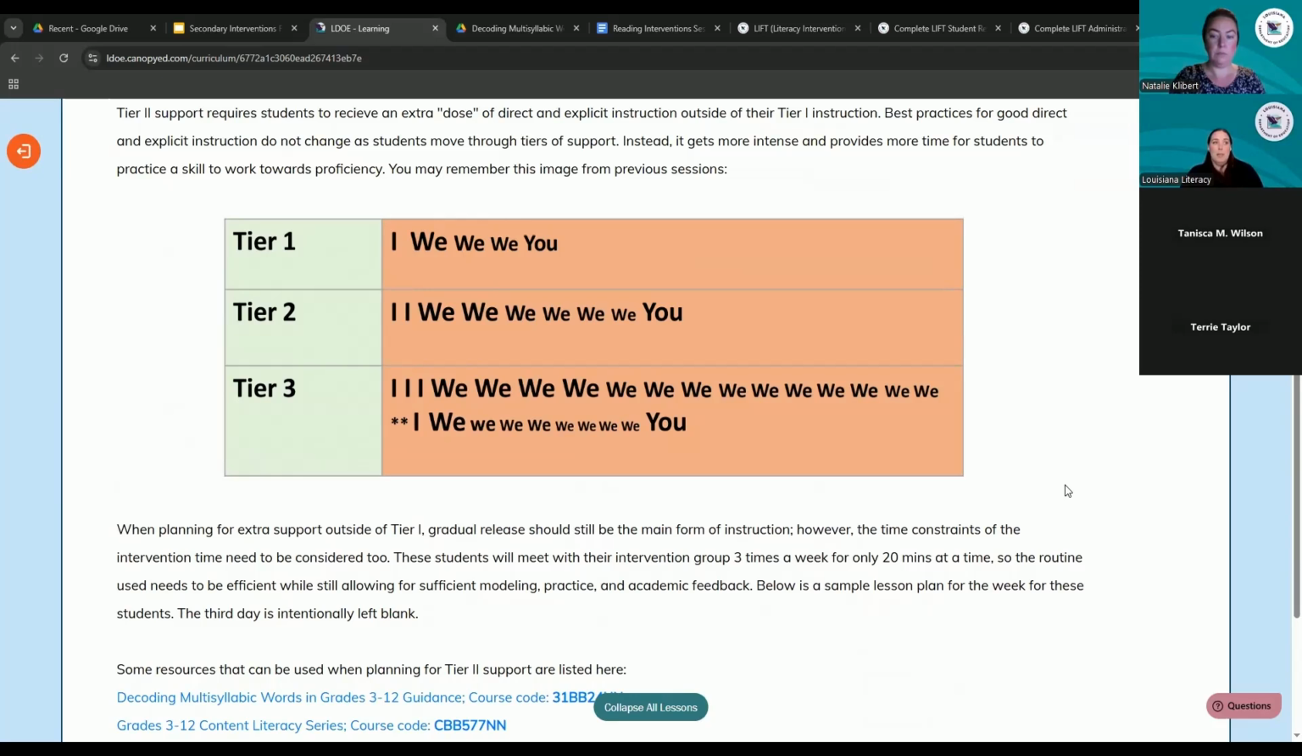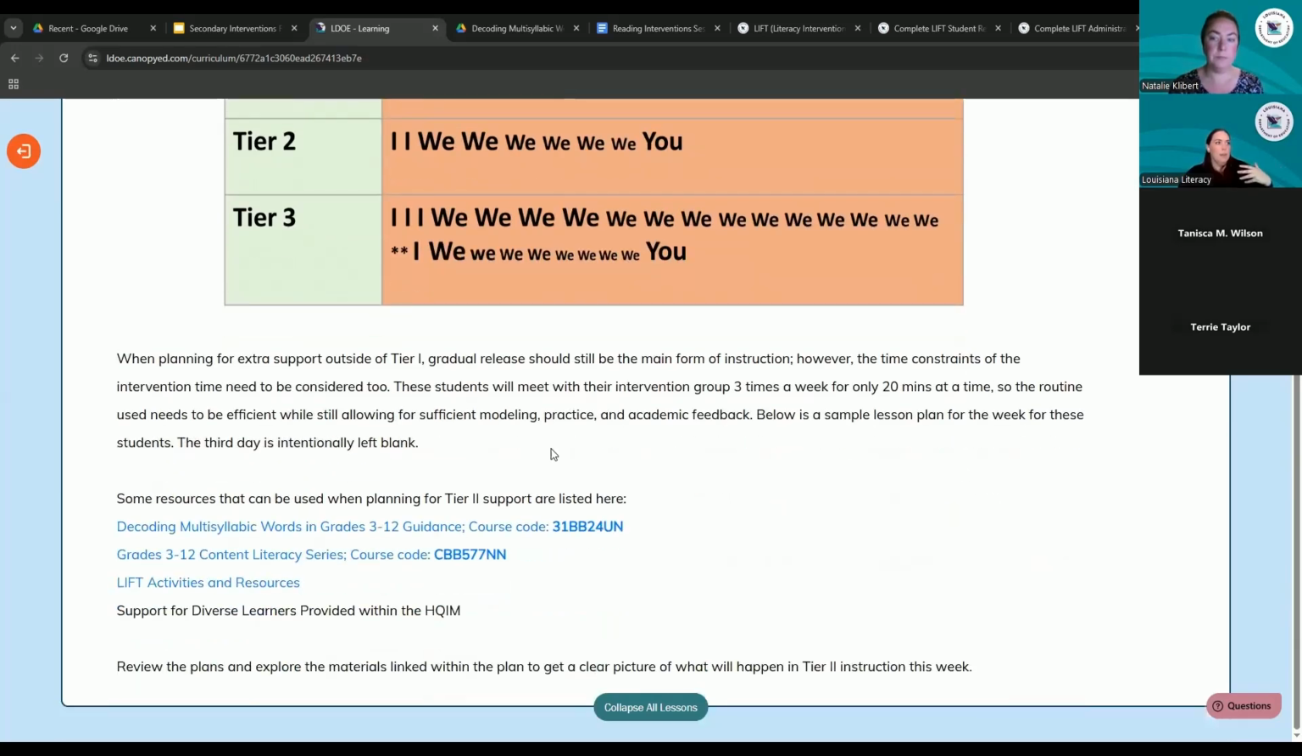I said they're meeting for 20 minutes at a time, 3 times a week for tier 2. So 20 minutes goes by pretty quickly in a classroom setting. You want to make sure you have some routines in place that help make that time very efficient, which is where that gradual release of responsibility really does come in handy, because students know what to expect. We come in, the teacher shows us or teaches us something, then we practice it, and then we do it on our own. They can always expect that.